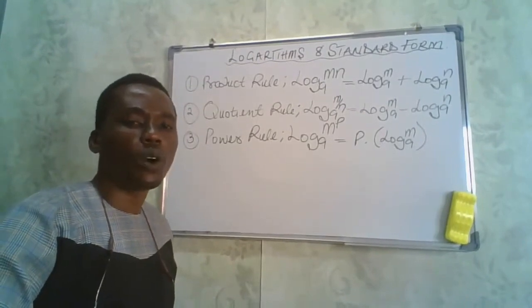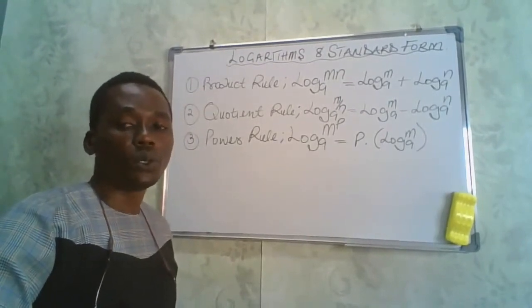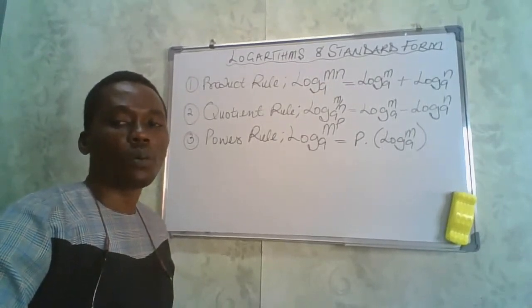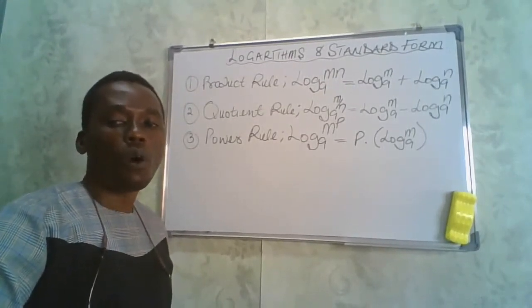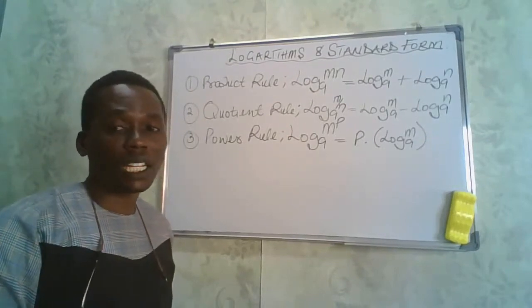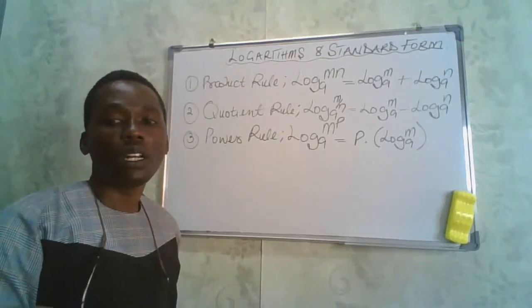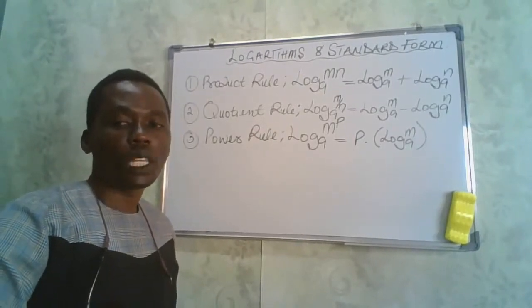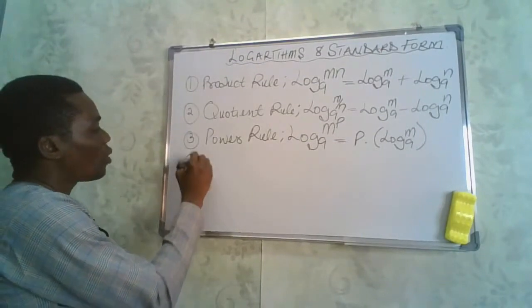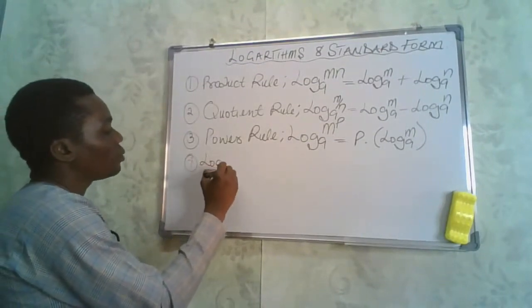There's another rule we call the logarithm root. The logarithm root, that is the logarithm of the nth root of a number, is the logarithm of the number divided by n. And that is what we call the logarithm root. Now, what do we mean by that?